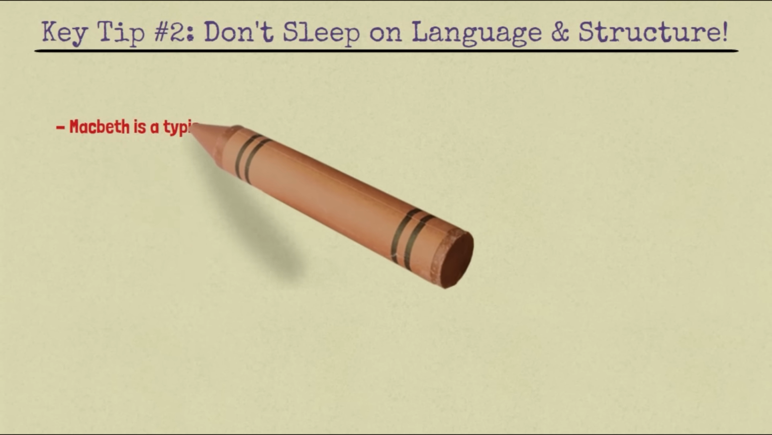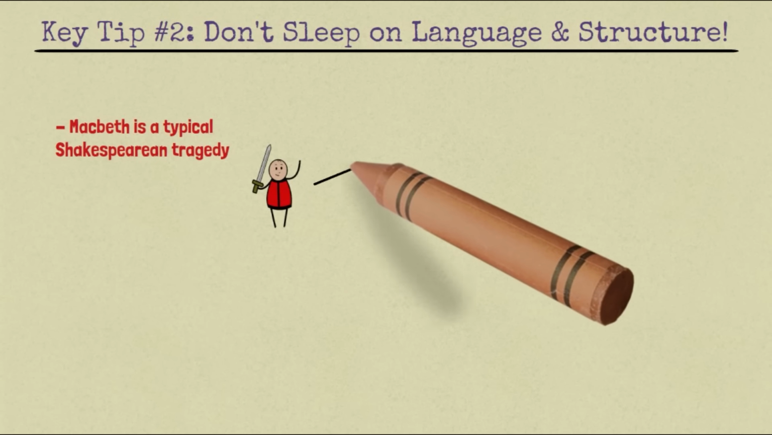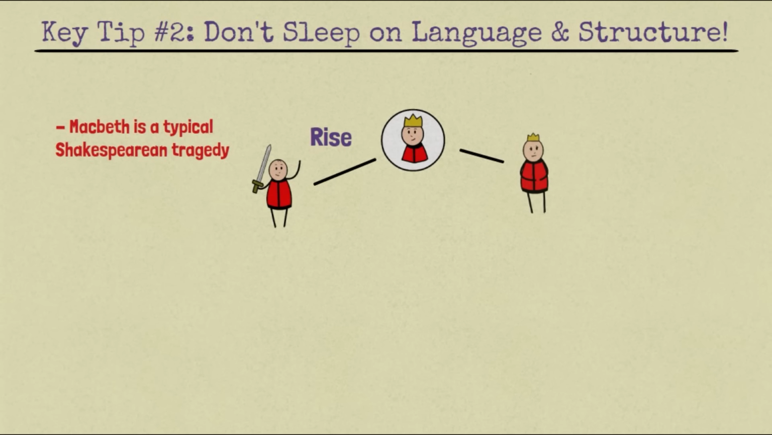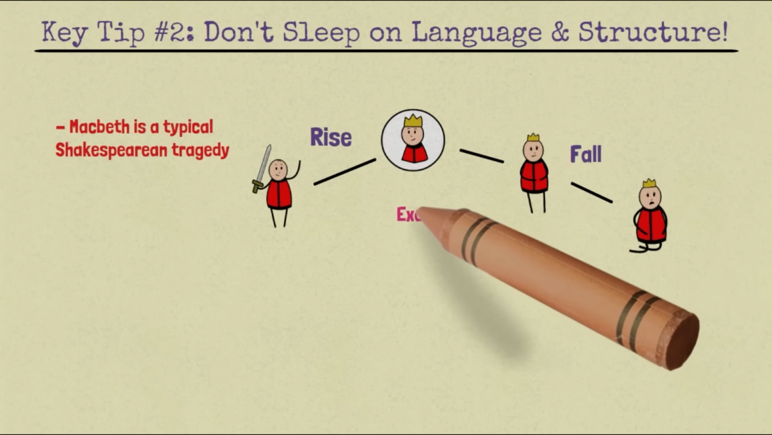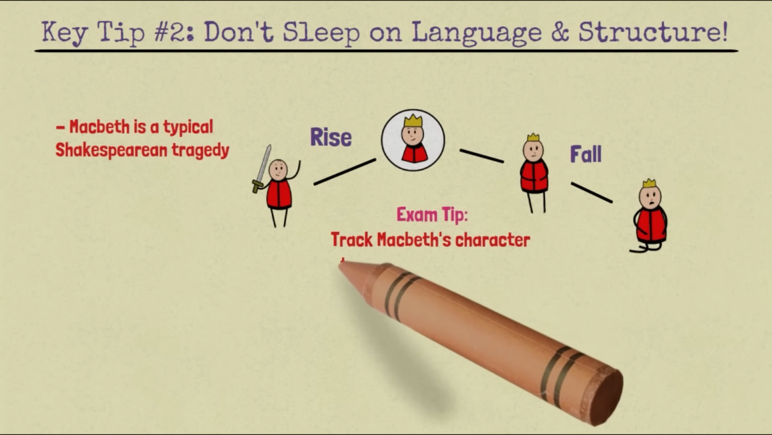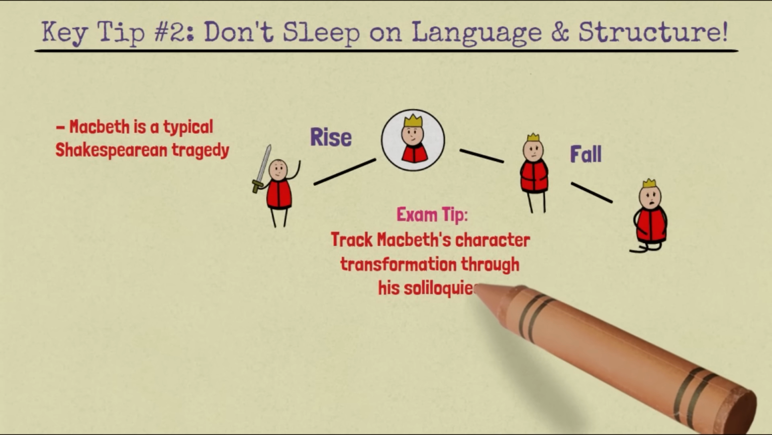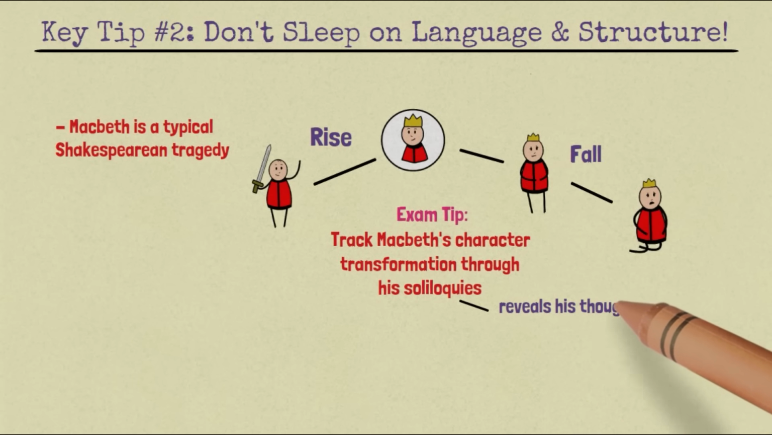The play is structured like a typical Shakespearean tragedy which follows the rise and fall of the tragic hero Macbeth. One of the best ways to track his character transformation throughout the plot is through his soliloquies, which give us an in-depth look at Macbeth's inner thoughts and motivations.